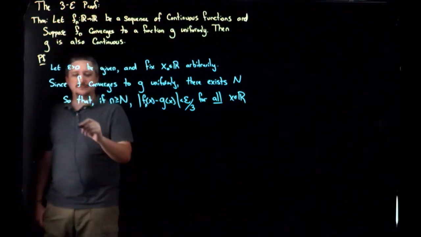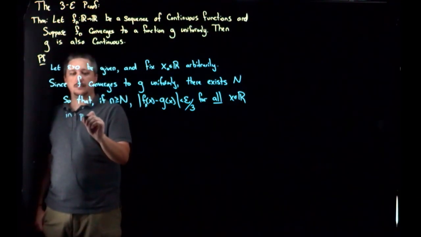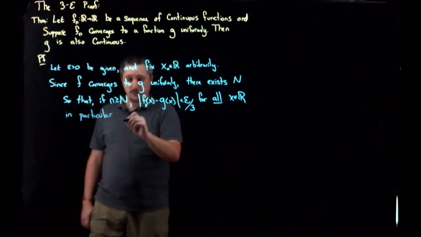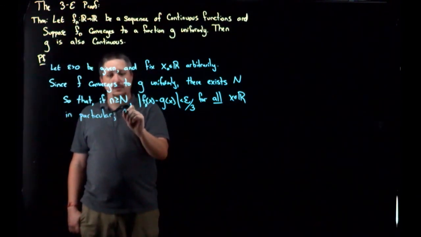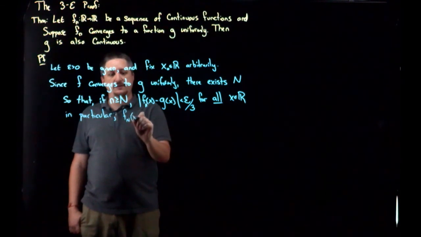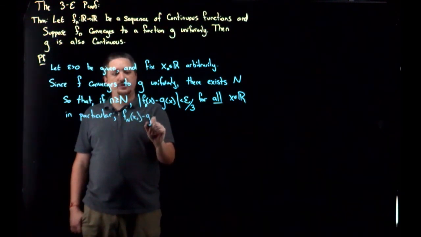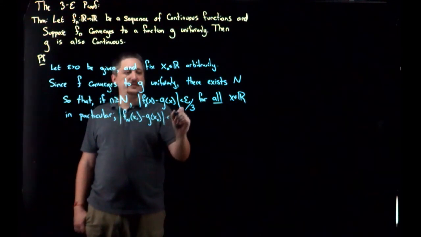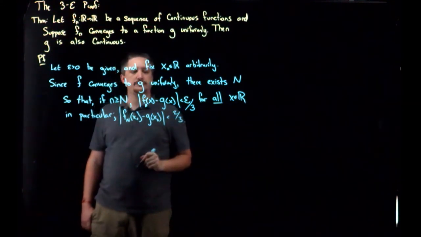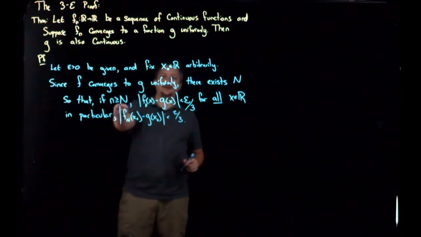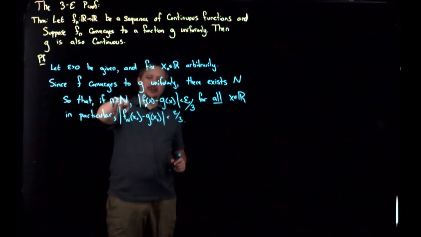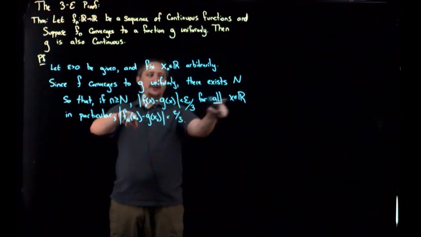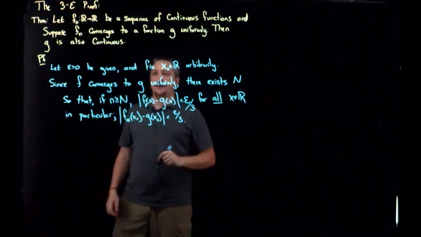So in particular, |f_N(x naught) - g(x naught)| is less than epsilon over 3. Right, so if I pick the capital N big enough that it works even at capital N, then I'm just replacing that, and it works for every x, so in particular it also works for x naught, okay?